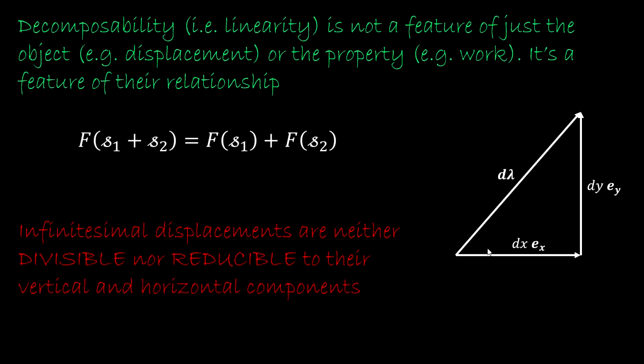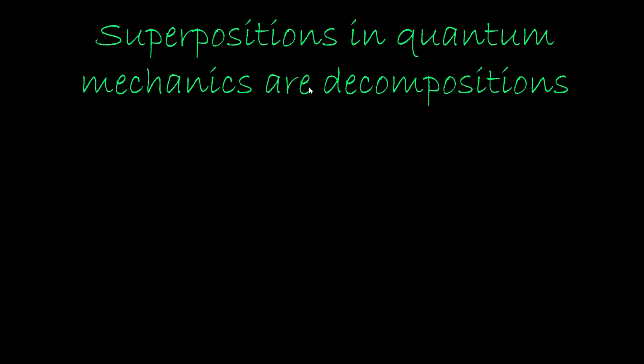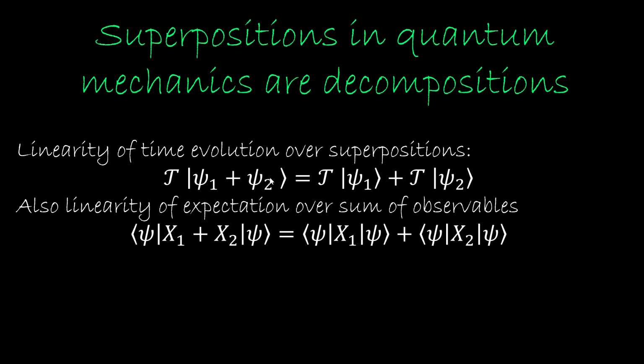So how does this relate to quantum mechanics? Now, in quantum mechanics, superpositions are decompositions. Like the infinitesimal displacements, when we are creating a superposition, we are not assembling parts. We are decomposing the problem into different contributions from different components. And this can be done in some cases. For example, we have linearity over time evolution. The time evolution of the sum is equal to the sum of the time evolutions. The linearity between initial states becomes the linearity on the final states.